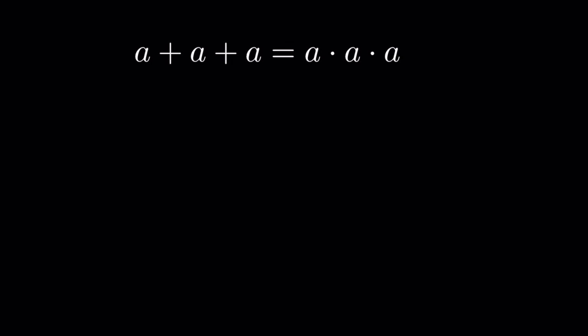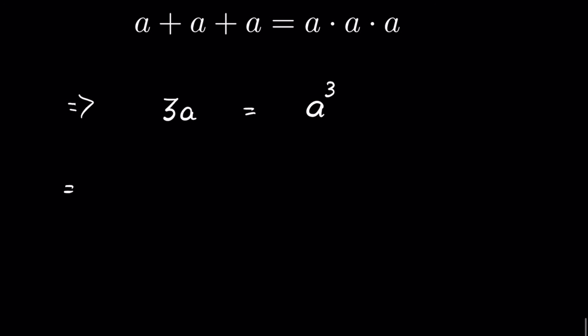If a plus a plus a equals a times a times a, we have to find the values of a. Let's try. This question was asked in an entrance examination. So a plus a plus a, we can write as 3a equals a times a times a, which is a cube, or we can write it as 3a minus a cube equals 0.